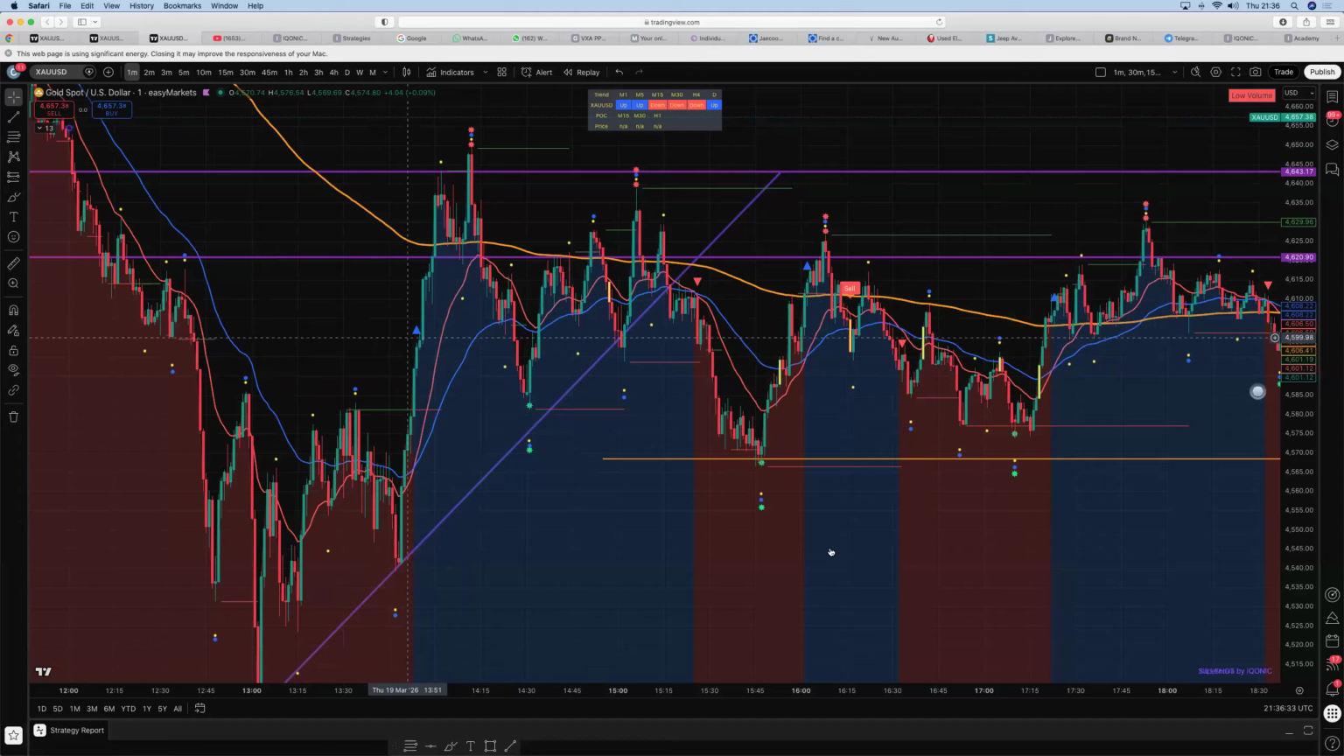And if you have my lines marked out, and there's a line right here, and it breaks that line, boom. And the buy signal comes in, boom. I'm getting back in, boom.